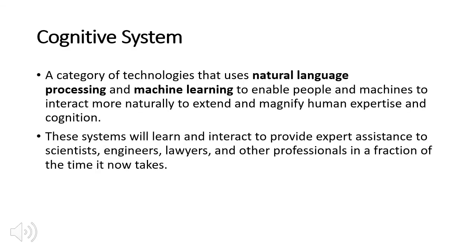To implement personalized learning through any electronic learning environment, we need what we call a cognitive system. A cognitive system is a category of technologies that use natural language processing and machine learning to enable people and machines to interact more naturally, to extend and magnify human expertise and cognition. This system will learn and interact to provide expert assistance to scientists, engineers, lawyers, and other professionals in a fraction of the time it now takes. So the cognitive system will learn the learner's behavior and try to predict what kinds of learning behaviors will assist the student in learning.